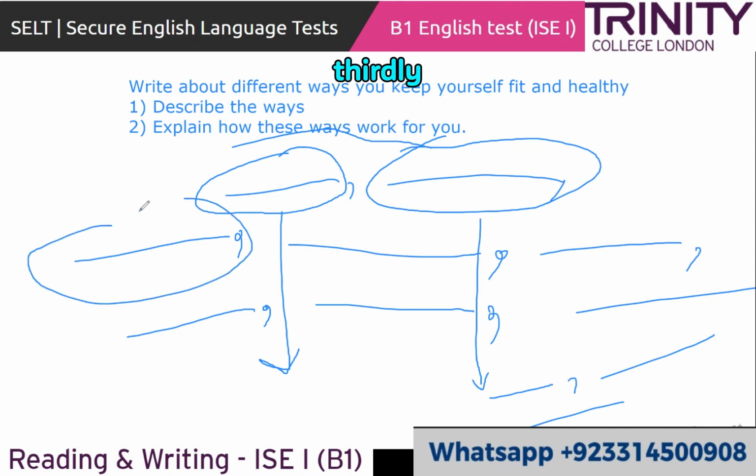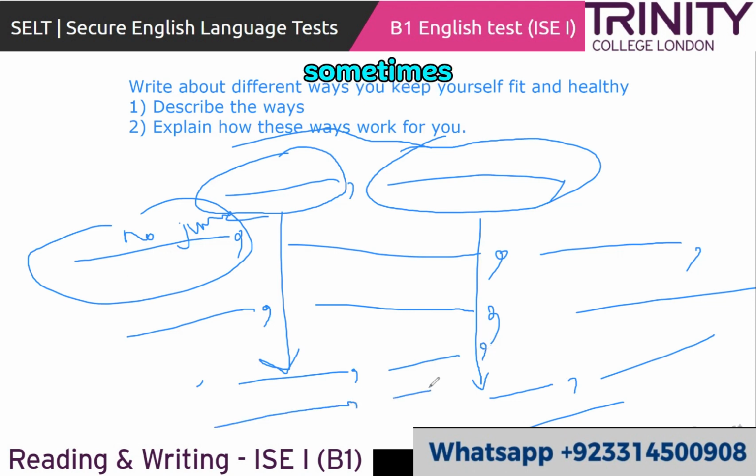Then thirdly, you say that maybe this is no junk food, right? This is no junk food. So you say not eating junk food is a good way to keep myself fit and healthy because it's very oily, and it's very fattening, and it is also spicy, way too spicy sometimes. Understanding or not? Is this difficult?